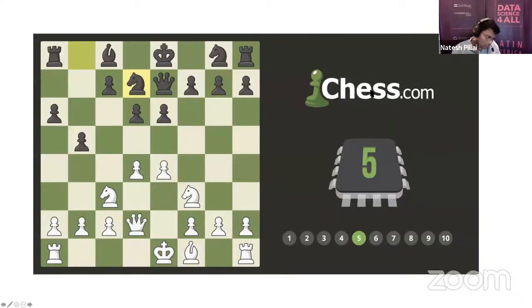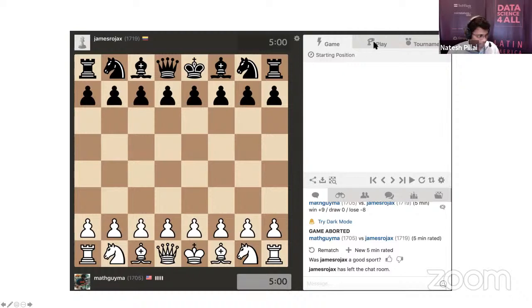Here is an example. Chess.com is one of the premier sites where you can play chess on the internet. Here is me. My name is Matt Guy MA. I know it's not very imaginative, but one day I needed to make up a name, so I just said, okay, I like Matt, and I'm from MA, Massachusetts. Why not? What it does is pair people of similar ratings together. So this is this guy from Colombia, and he and I have similar ratings, and we play 5-minute games.